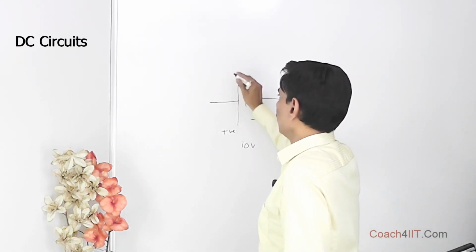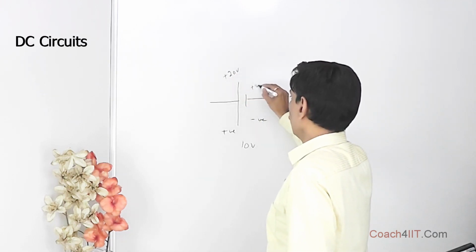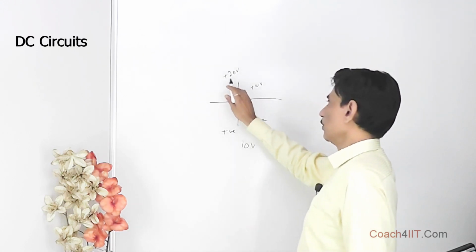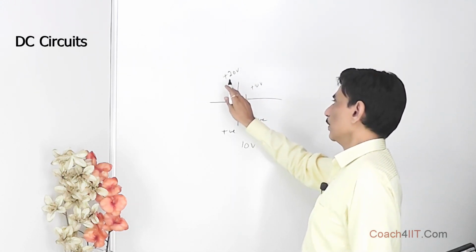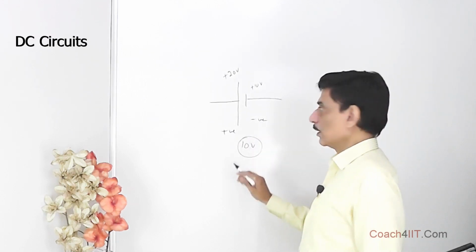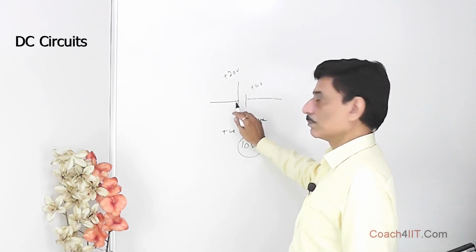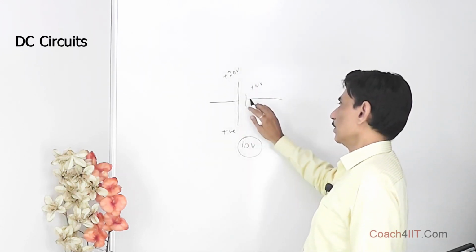This could also be at plus 20 volt. If this is plus 20 volt, this has to be at plus 10 volt. This is at a higher potential as compared to this, and the difference between the two is 20 minus 10, that is once again 10 volt only. So this terminal is negative as compared to this. So this is at a higher potential, this is at lower potential.